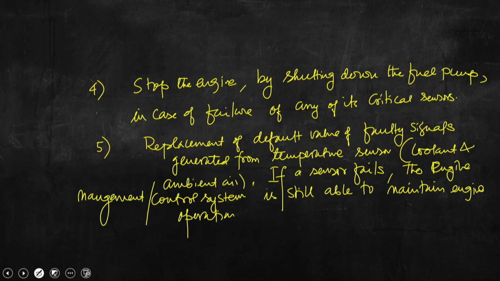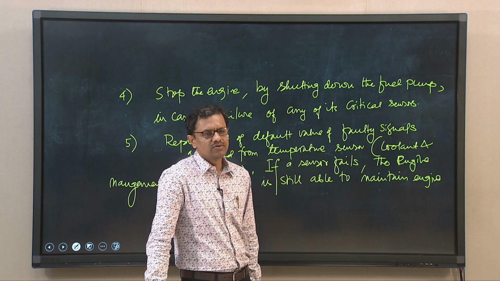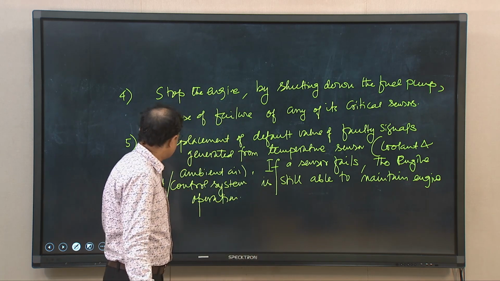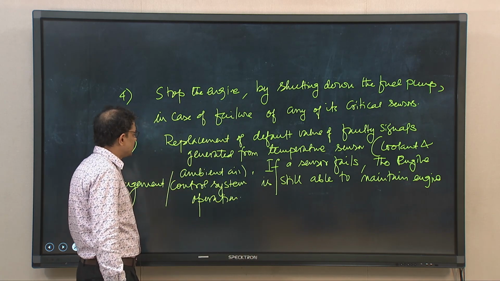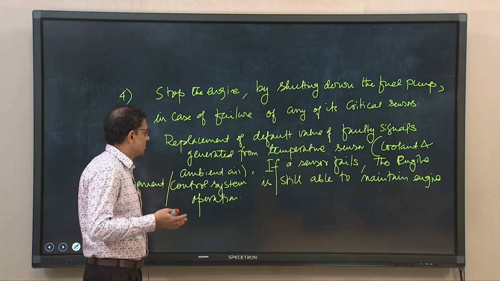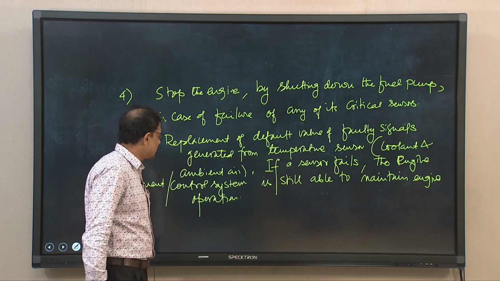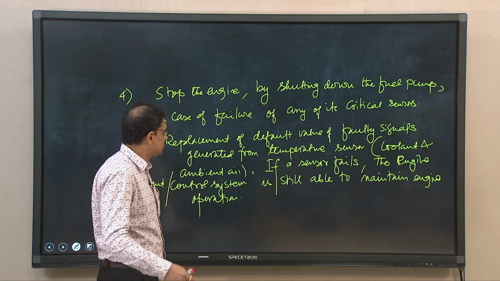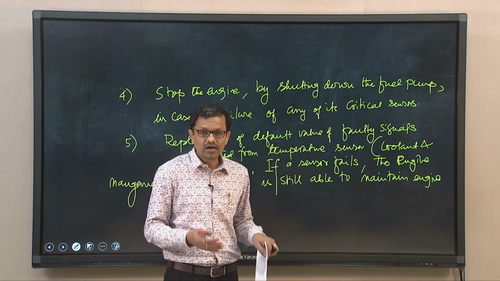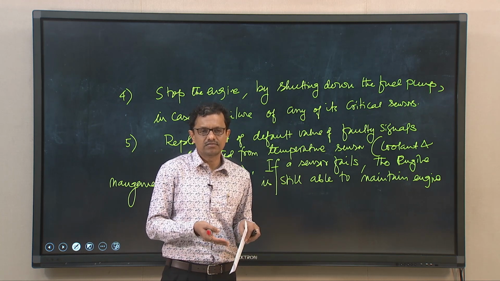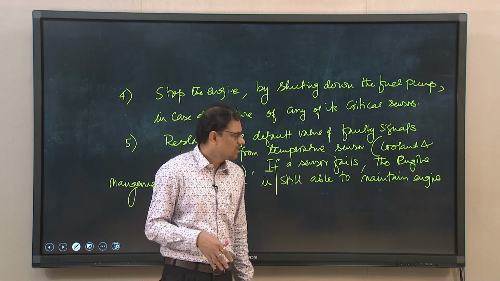Okay. So, this is important. How it does this, we shall be discussing later when we will be discussing any particular type of control system. So, this is very important, the replacement of default value of faulty signals generated from any sensor, from temperature sensor, may be coolant and ambient air. If a sensor fails, then the engine management system is still able to maintain engine operation. How it would be possible by the ECU, we will discuss this part again in detail.